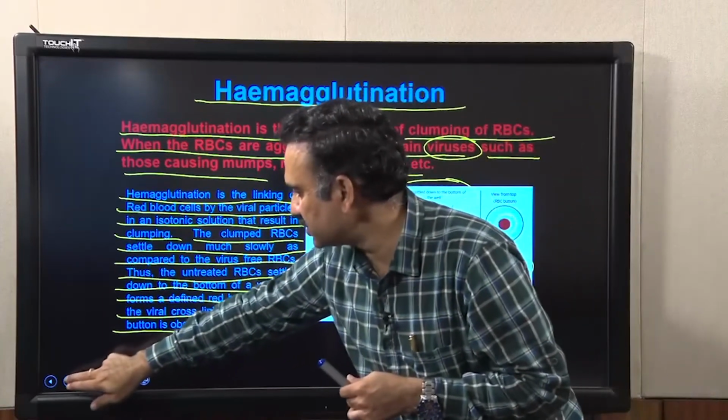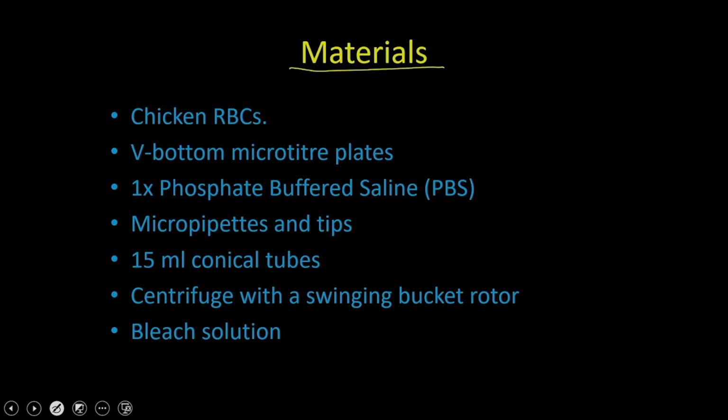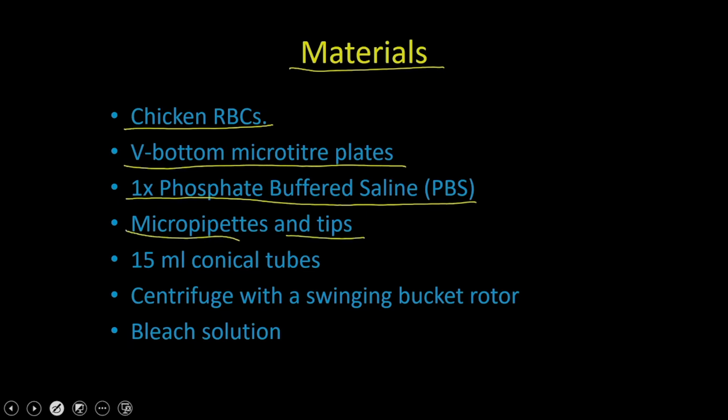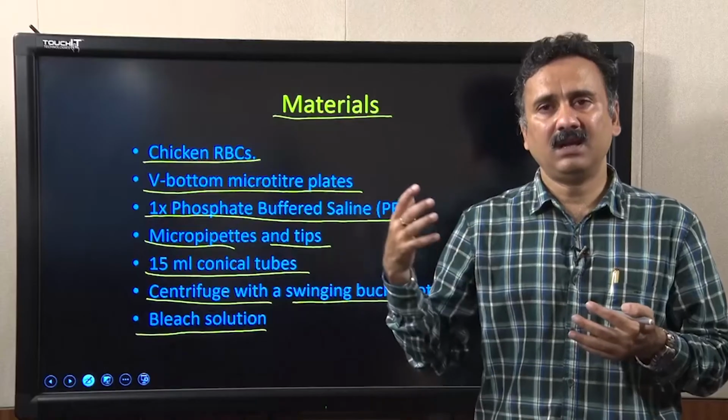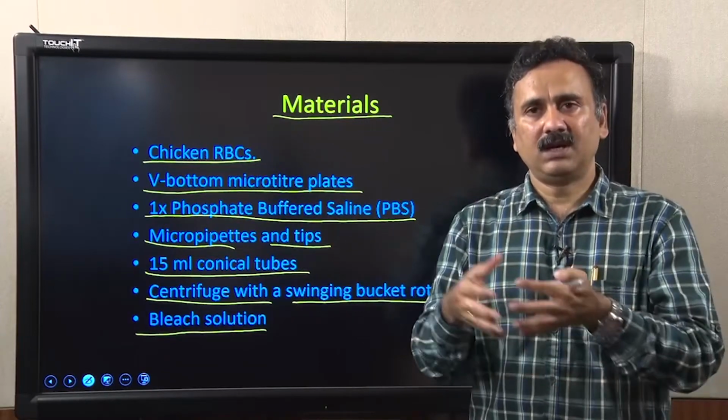How to perform the hemagglutination assay? The materials you require for doing the hemagglutination assay are the RBCs, a microtiter plate or microtiter plate reader, PBS, a micropipette and tips, conical tubes, a centrifuge with a swinging bucket rotor, and a bleach solution, so that you will be able to disinfect the virus-containing articles, so that there will be no cross contamination of the viruses to other objects.